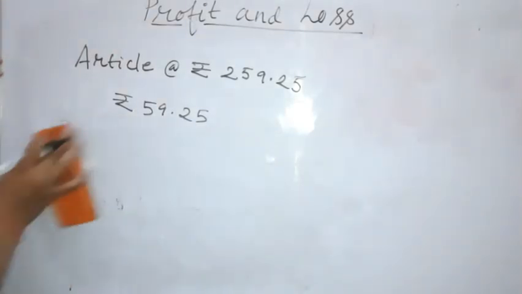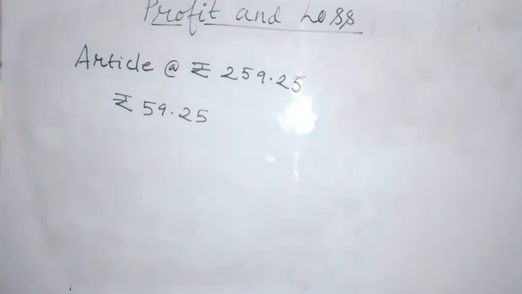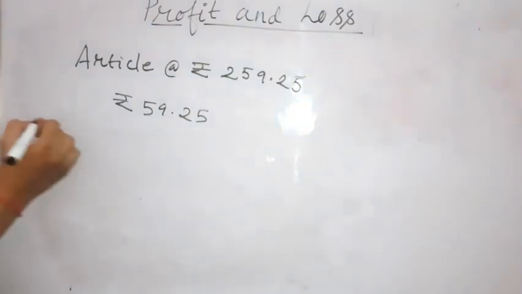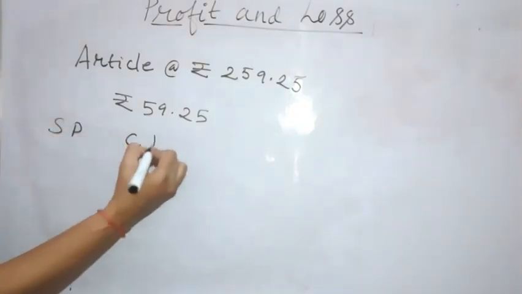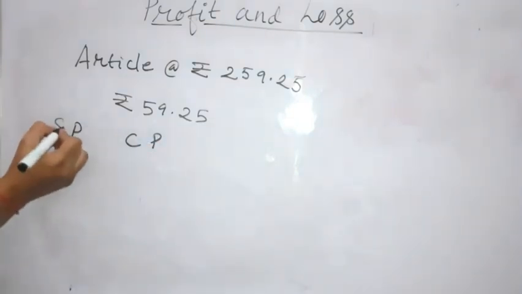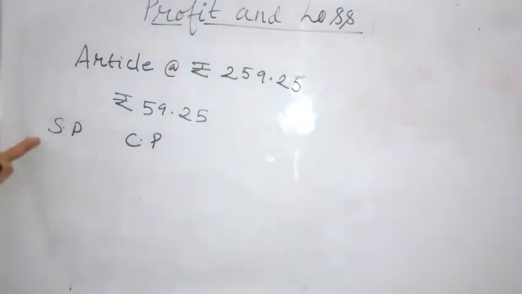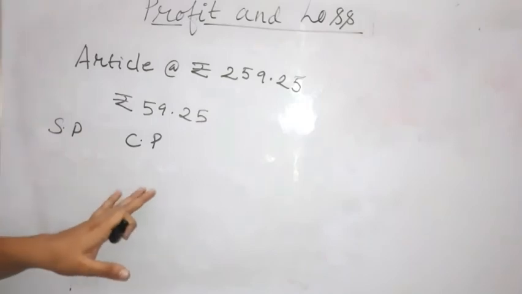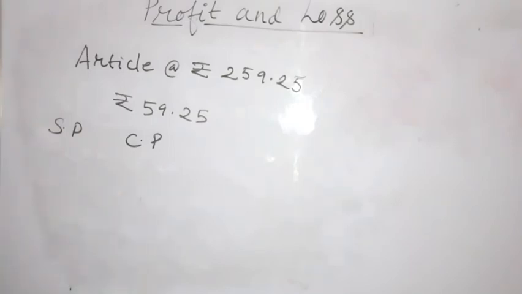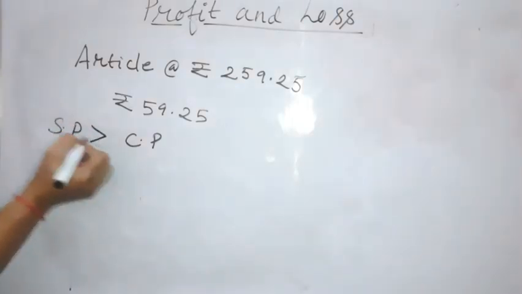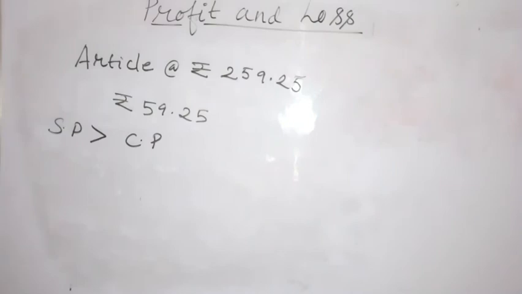Now you have to comment down in the comment section: when there is profit, which sign will come between SP and CP? Whenever there is a profit, which sign will come between SP and CP? Kindly pause the video and comment down your answers in the comment section. If there is a profit, the selling price will always be greater than the cost price.